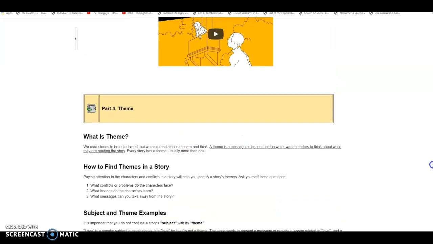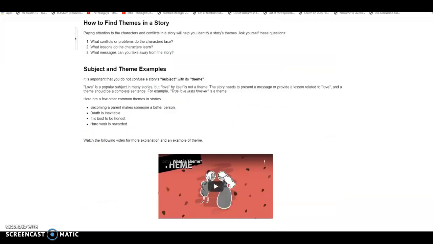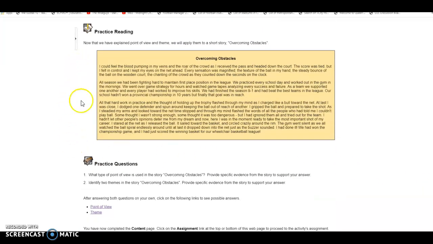So if you need to, you can go back and take a look at the three types of point of view right here. And then just explain which point of view this is, and then give me some evidence, something from the story that proves that. And then question 2, it says, identify 2 themes in the story and provide specific evidence from the story to support your answer. So find 2 messages or lessons in this story, and then provide an explanation of proof of that theme being in the story.